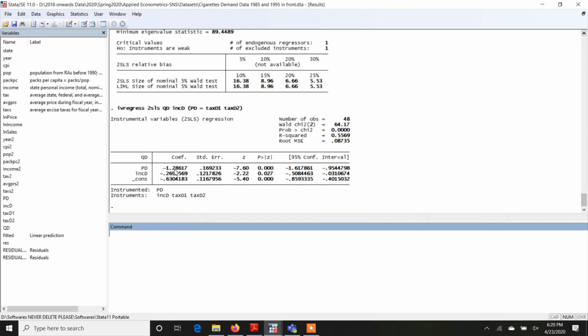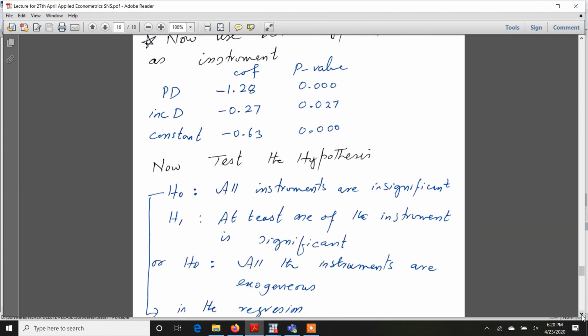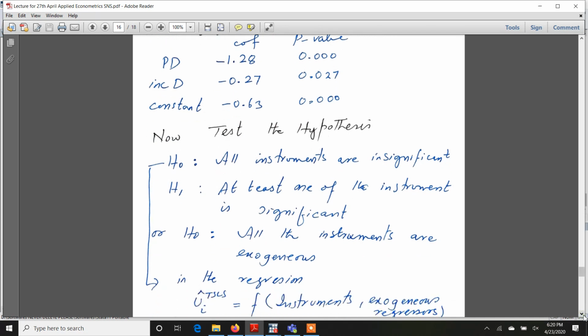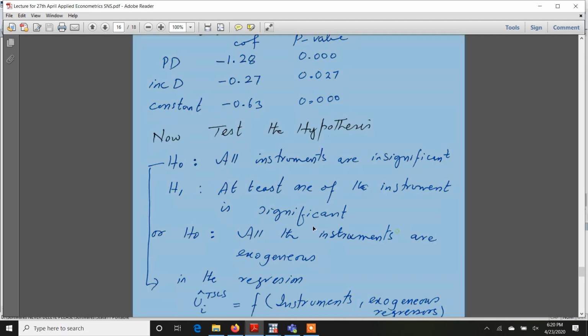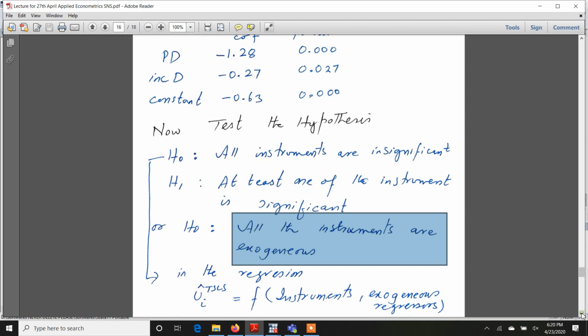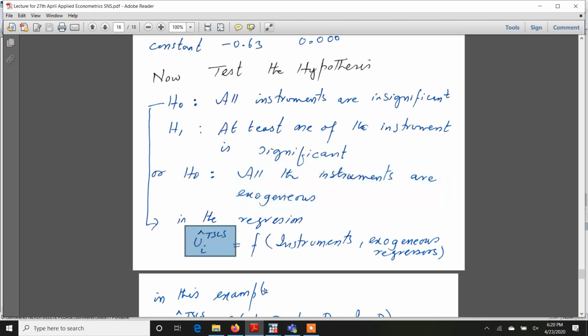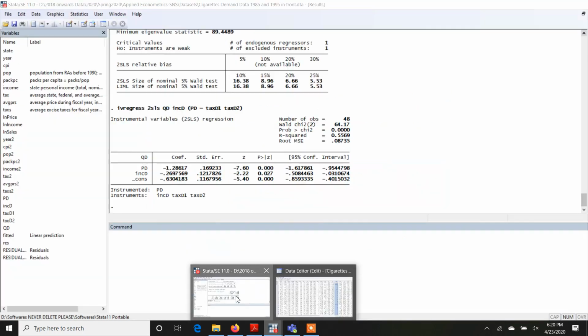So this time these are the coefficients that are written here, and the p-values. Now if I want to test the hypothesis of whether all the instruments are insignificantly related to the random error term, in other words, are the instruments really exogenous? Are all the instruments exogenous? Because this was the sole purpose of introducing the instrumental variable. So if I have to test it, I will store the predicted values from the last run instrumental variable regression.